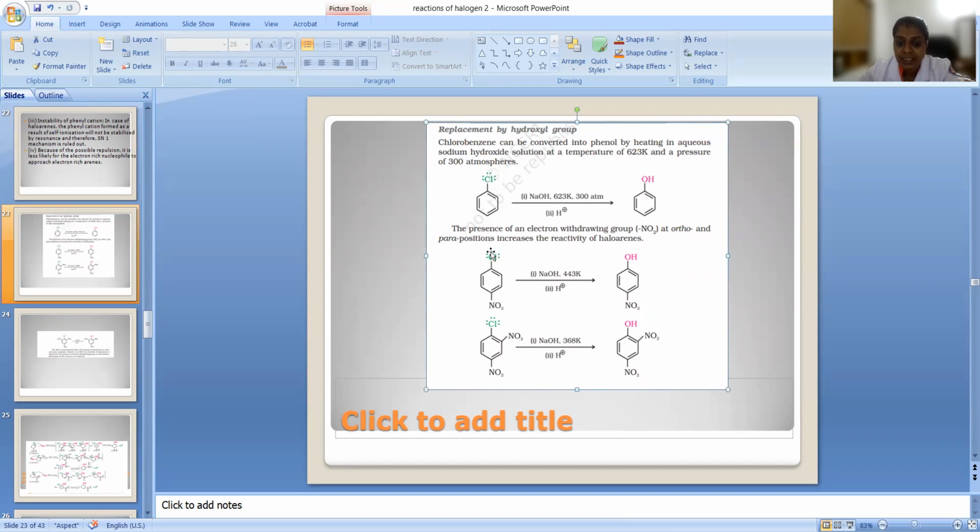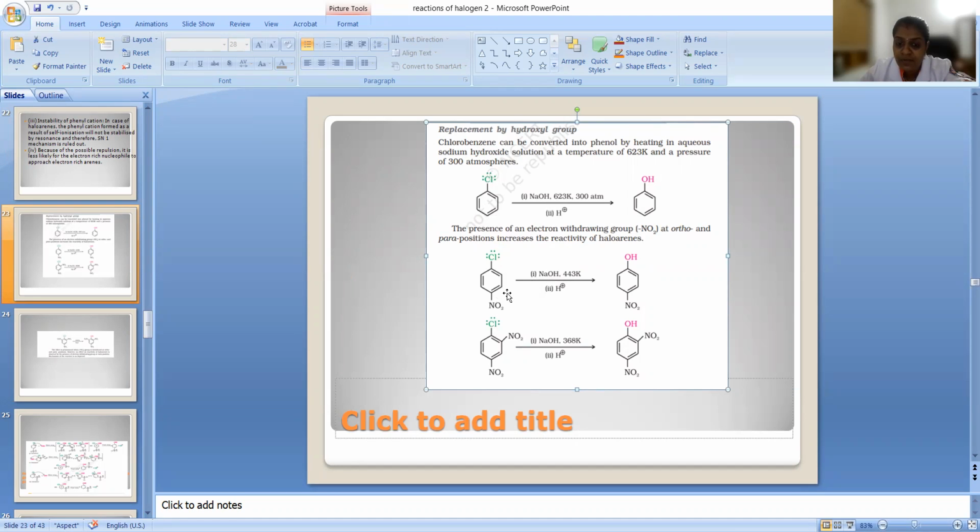But if you put an NO2 group in the ortho and para positions, the condition can be decreased, because NO2 is an electron withdrawing group, so it will decrease the electron density over the benzene ring. Understand? So if the nucleophile OH minus is coming here, the repulsion between the electrons will decrease, because NO2 is withdrawing electrons from here. It is an electron withdrawing group.